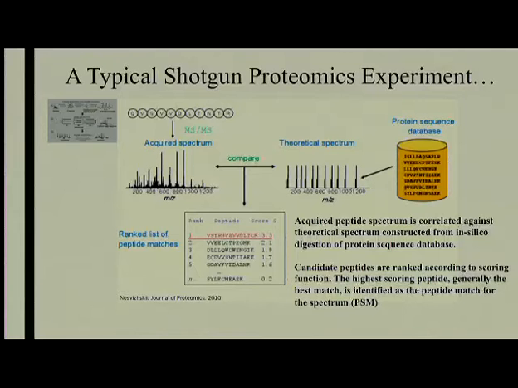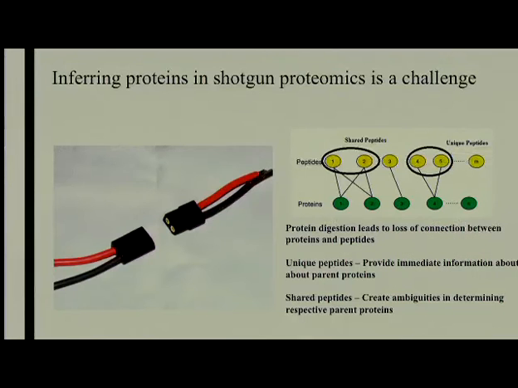And based on the measured mass of the peptides, a theoretical fragmented ion spectrum is generated. And then you have these search engines like Sequest or Mascot. These are used to compare the acquired spectrum to the theoretical spectrum, and then a candidate list of peptides is identified for that spectrum. And these candidate peptides are then ranked according to a scoring function, and generally the highest scoring peptide is considered the best match for the spectrum. And so this match is called the peptide spectral match, or the PSM. And this is how all the peptides are identified.